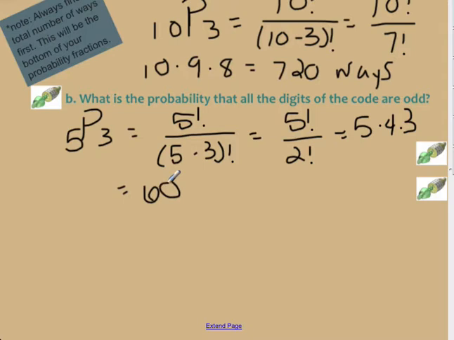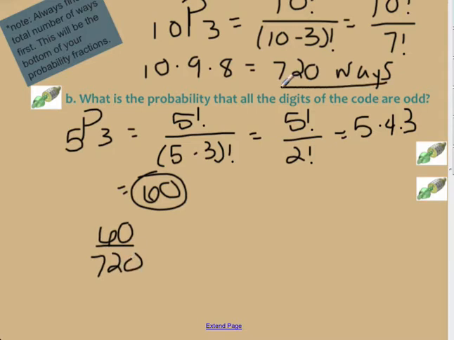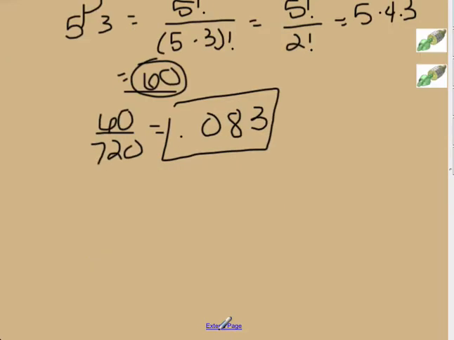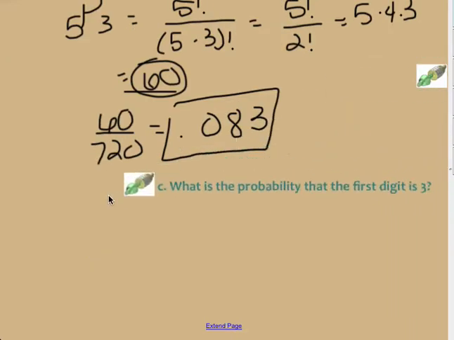Okay, but now we want to calculate out the probability. So this 60 is our success. That's us getting an odd combination, is that 60. So we're going to take the 60 and divide it by our total number of ways. Part A always represents your total number of ways. So 60 is our successes of odd combinations and 720 is our total. When you divide that out, you end up getting 0.083. So there's about an 8% chance that the code is entirely odd.